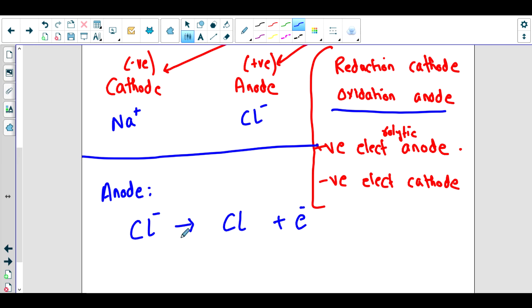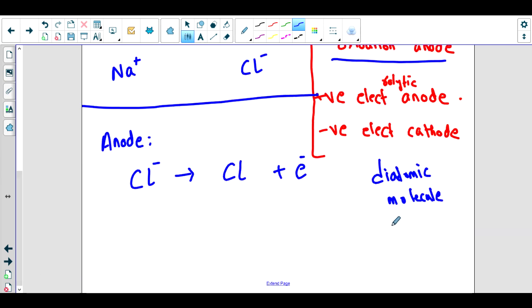Now there's a problem here. Gases cannot exist alone. You can never see in any chemical reaction chlorine alone. You will always find them in diatomic molecules. Not only chlorine, all the gases apart from noble gases. For example, you will find Cl2, you will never find Cl alone. You will find O2. So gases are always in the form of molecules. So this cannot be Cl, it must be Cl2.